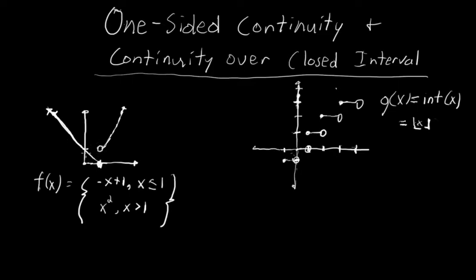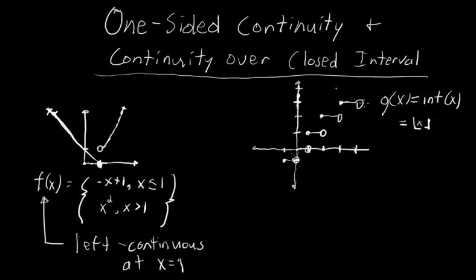So for f of x, the function value is equal to the limit coming in from the left, and we'd call this scenario left continuous. So we'd say f of x is left continuous at x equals 1.